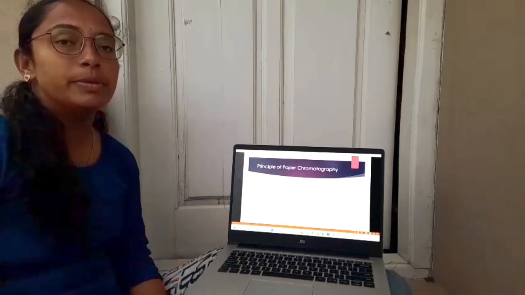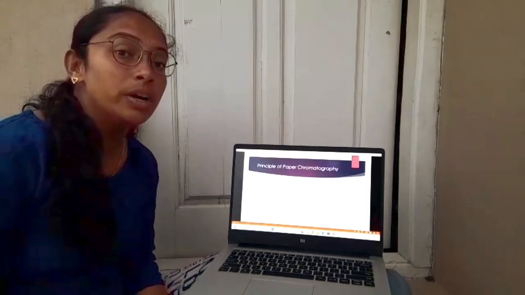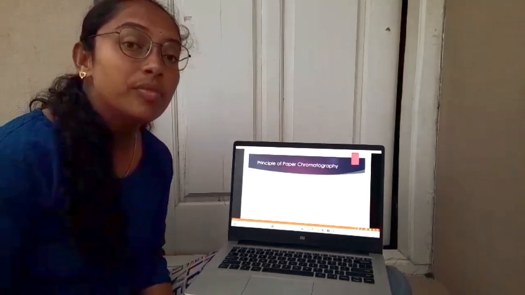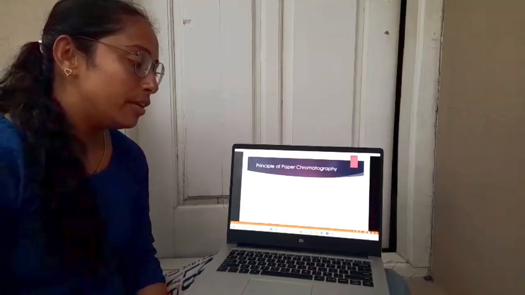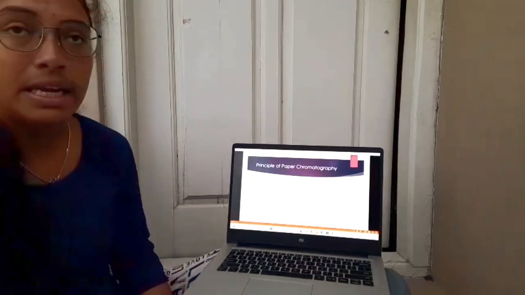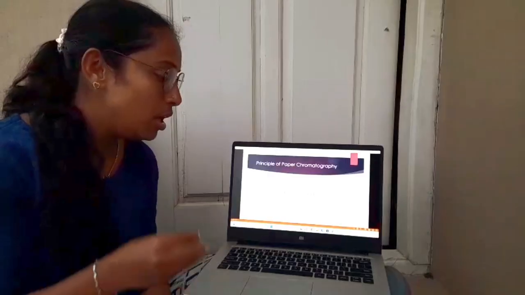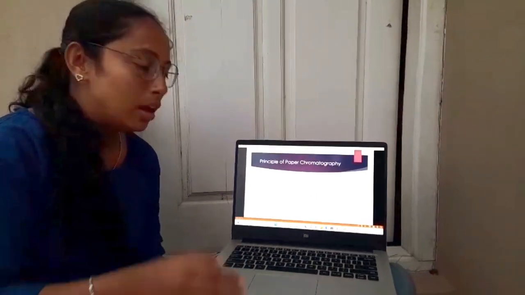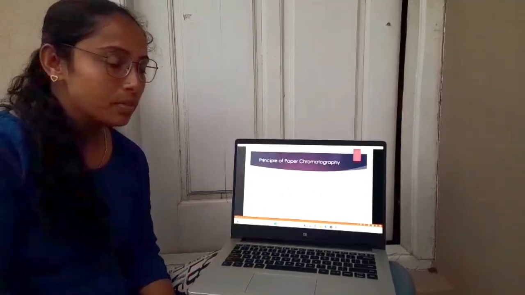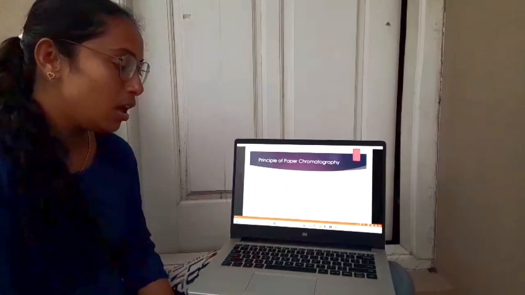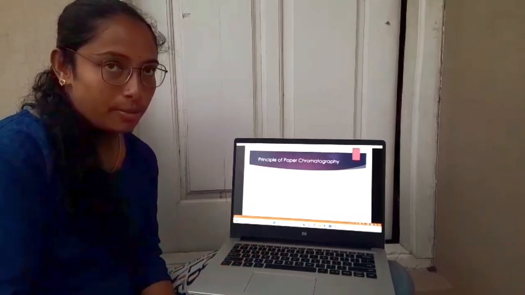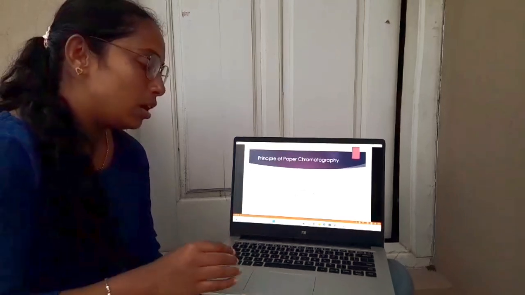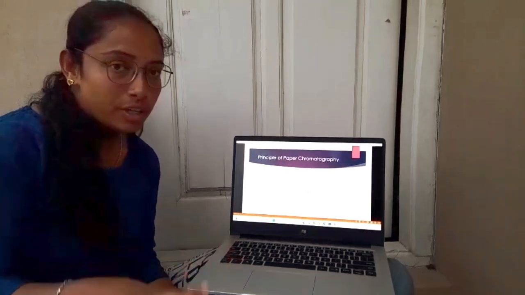Let's study the principle of paper chromatography, or how it works. Paper chromatography is a form of liquid chromatography where the basic principle involved can be either partition chromatography or adsorption chromatography. In the principle of paper chromatography, there are majorly two types. One is partition chromatography, and the second one is adsorption chromatography. Let's study partition and adsorption chromatography. First one is partition chromatography. It is the separation of a compound distributed between majorly two phases of liquid.